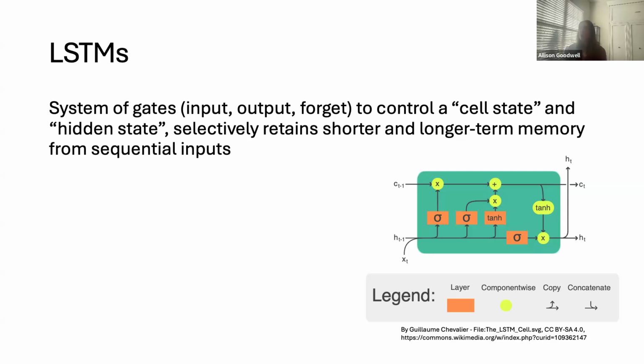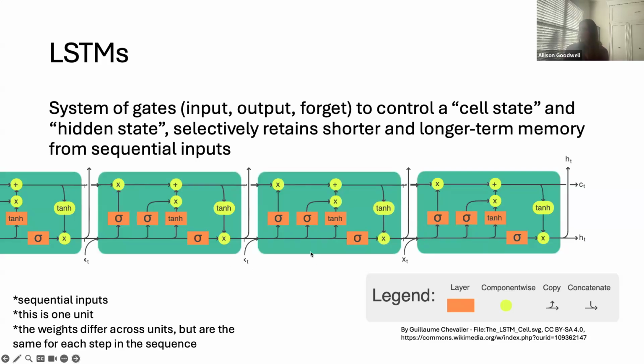So these are also neural networks, but instead of each input being a separate variable at a separate lag, here the inputs are sequential. And basically, an LSTM consists of a system of gates, which are activation functions that control a longer term cell state and a shorter term hidden state, and basically selectively retains information from either longer term memory or shorter term memory based on sequential inputs. So this is kind of like the typical image of an LSTM unit.